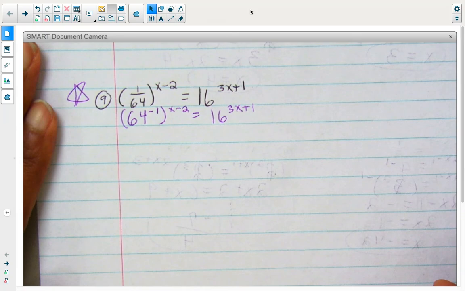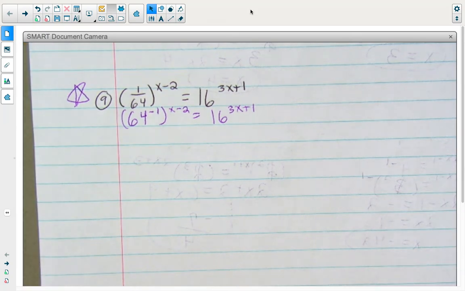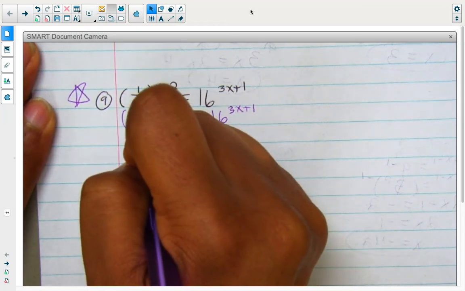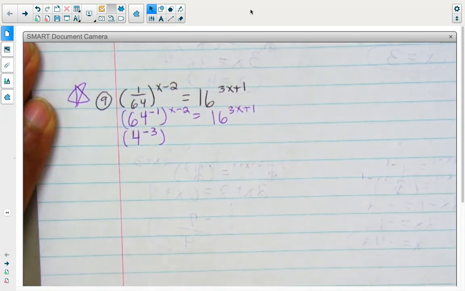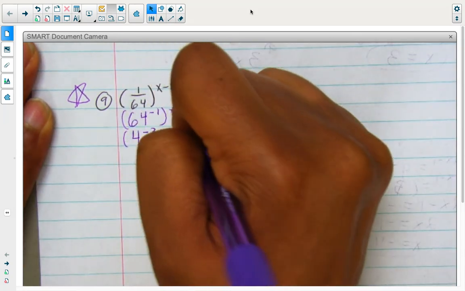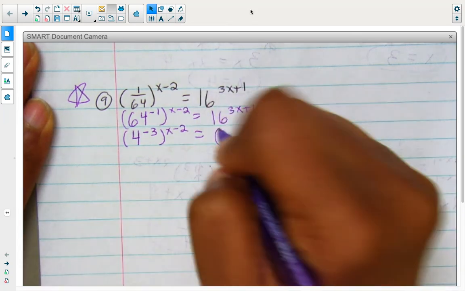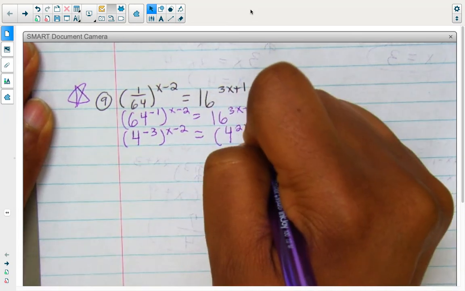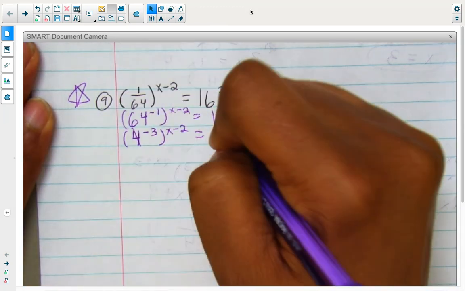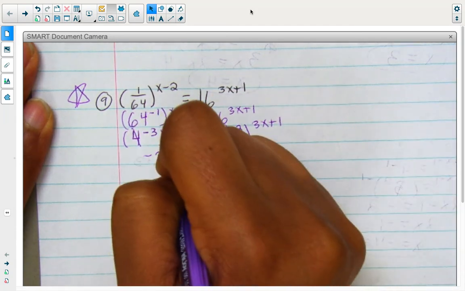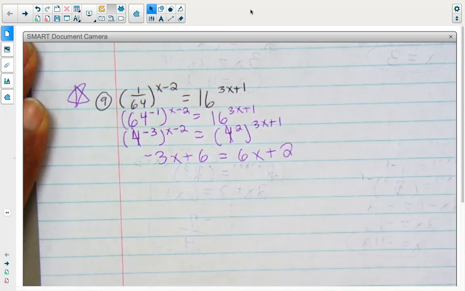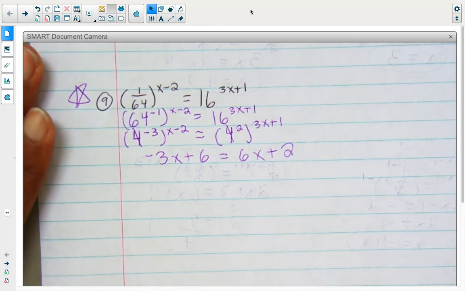I'm going to make them be base 4. No particular reason. That's just the last number I was working with, so it's in my brain. So I'm going to change 64 to 4 to the negative 3rd power, because 4 times 4 times 4 is 64. And bring this over. And I'm going to change 16 to 4 squared and keep my exponent. Now my bases are the same. Cancel, cancel. Negative 3x plus 6 equals 6x plus 2. Go through, solve your equation. You should get 4/9.